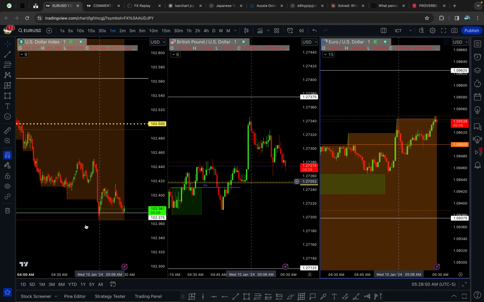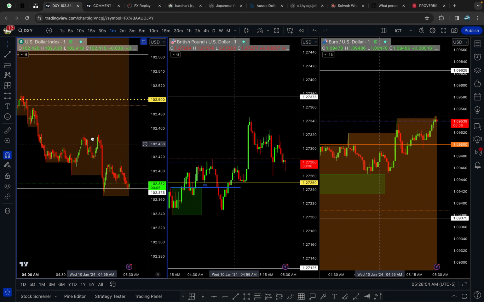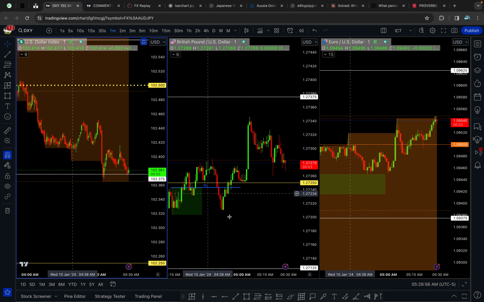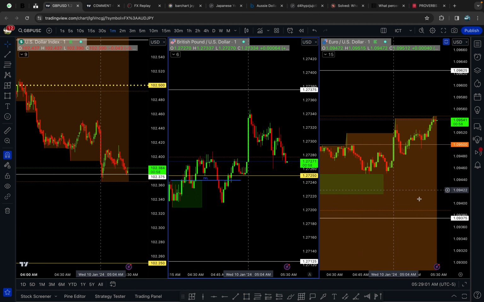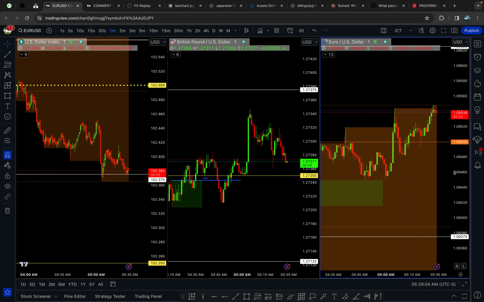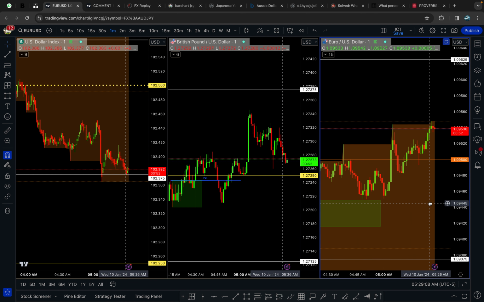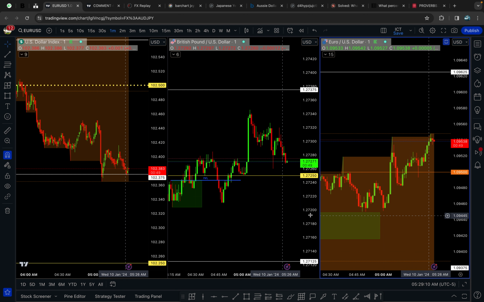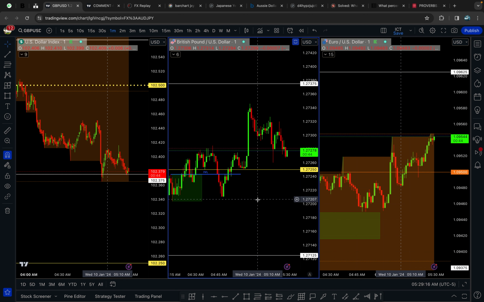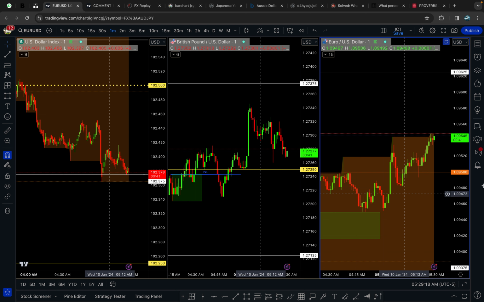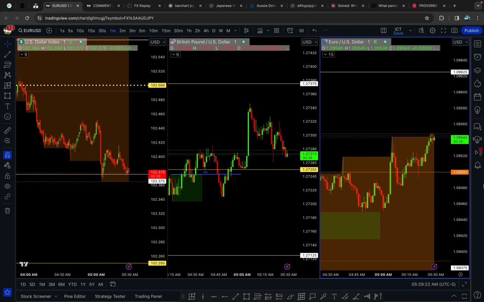I try to keep price in the middle so that my bias remains neutral when I'm looking at the charts. That way I can see both ways, possibilities. So you want to see what price is doing as clearly as you can. So you don't want to have any biases, really.